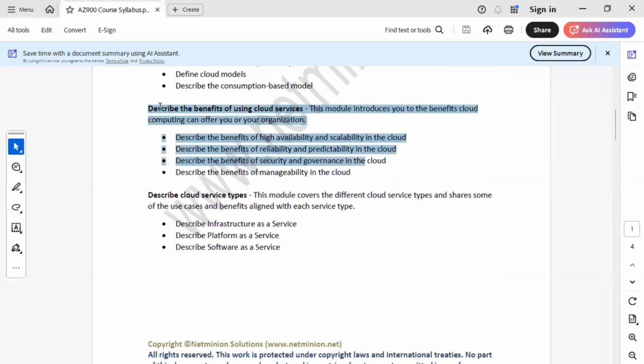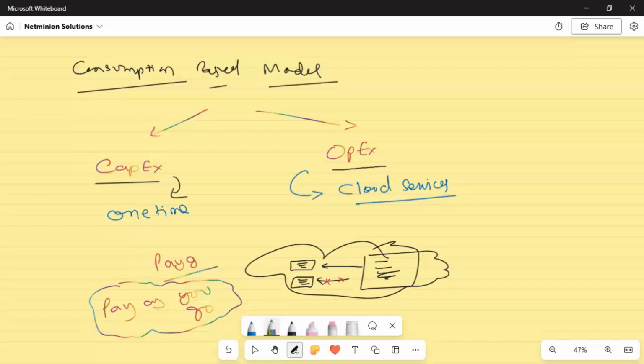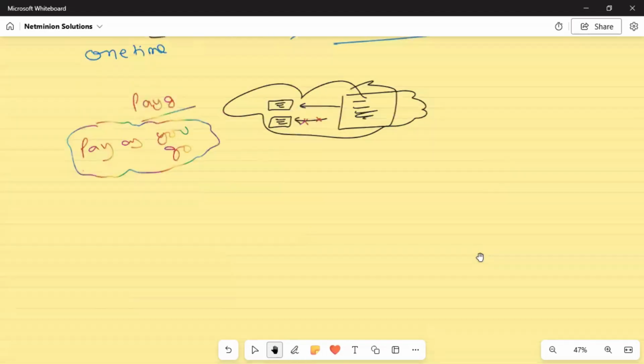Then let's go for the second one, which is describe the benefit of using cloud services. So let me go there and talk about the second module, not unit, second module. Describe the benefit of using cloud services.